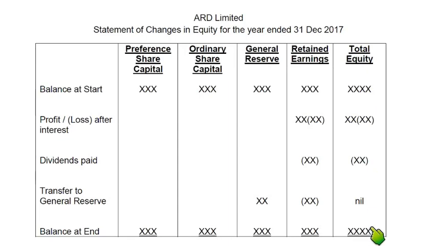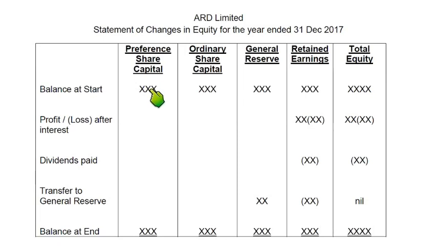The total column is optional for you. If the format is already given and the total column is made, you need to fill in the values, and if the format is not given, you can also skip the total equity column. Now we'll be starting with the balance at start. This is the opening balance. If we are making the statement of changes in equity for the year ended 31st December 2017, we'll be starting with 1st January 2017.